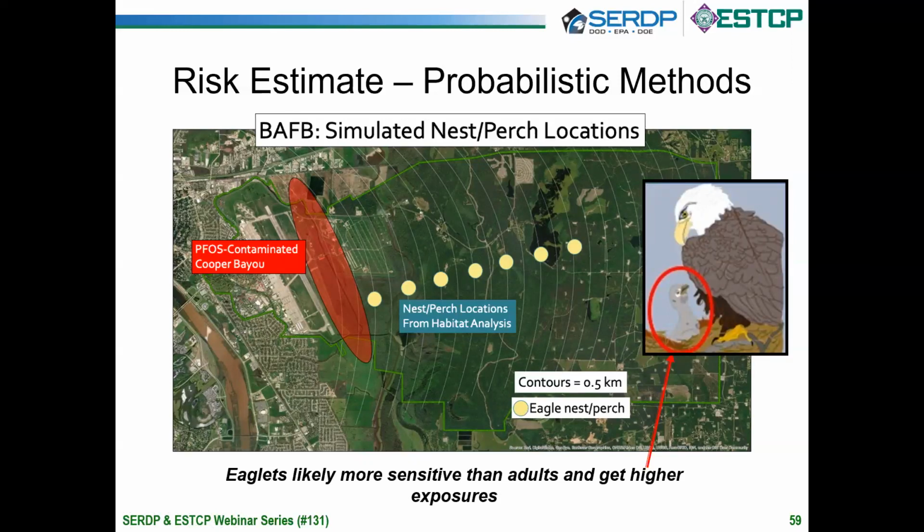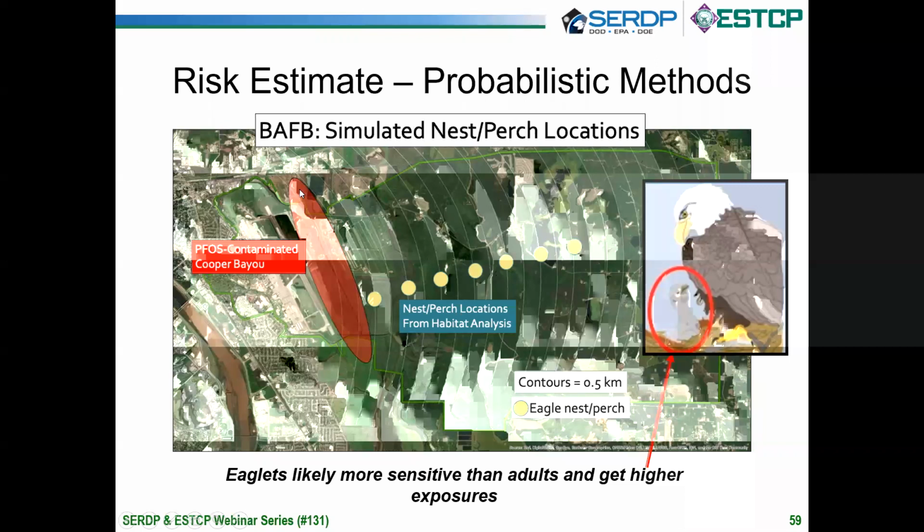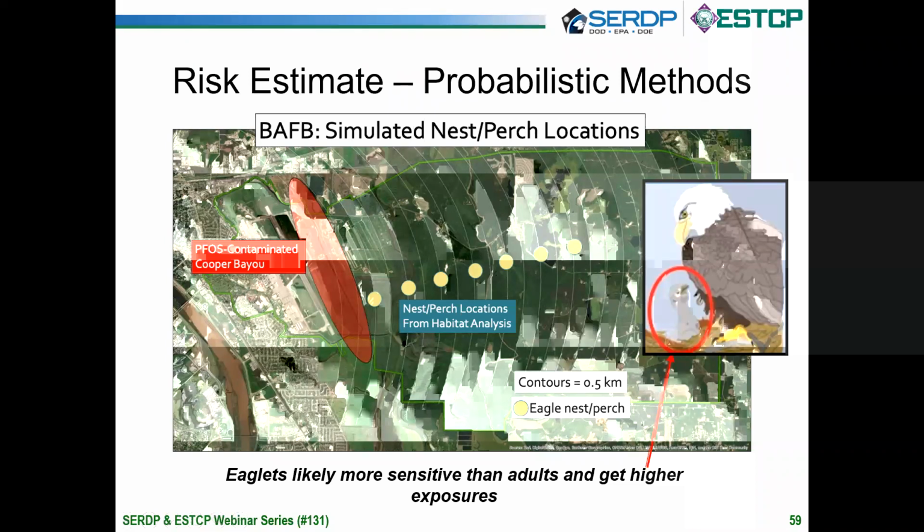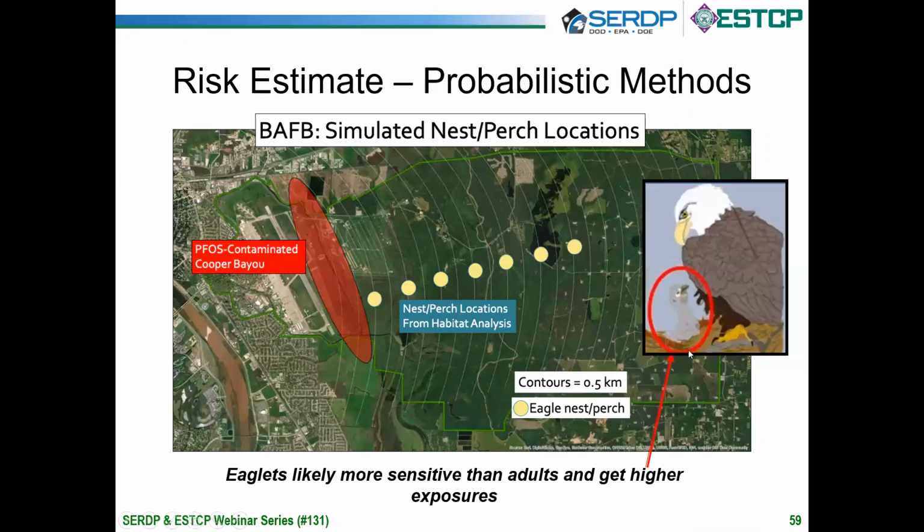Okay, so importantly, this model included a function of nest proximity to the impacted Cooper Bayou. So we know that Cooper Bayou is impacted because we have those measured data, and this is not only from our habitat exposure assessment. We also focused on the eaglet as our life stage because we believe that this was a sensitive life stage, more sensitive than the adult phase.